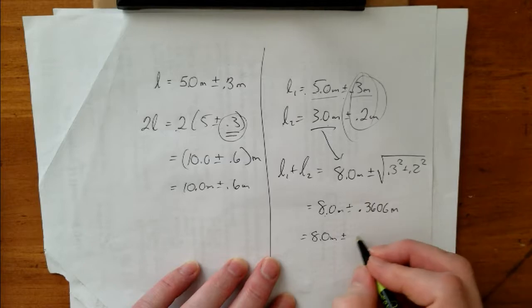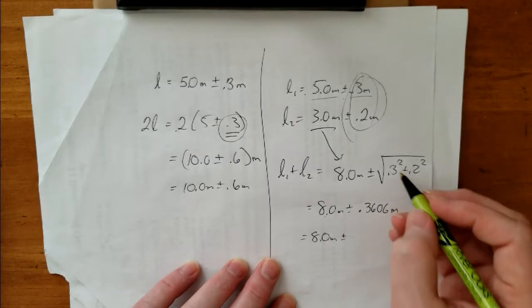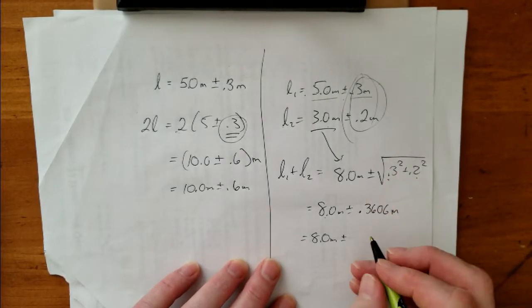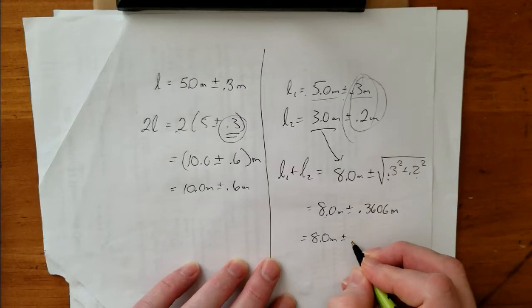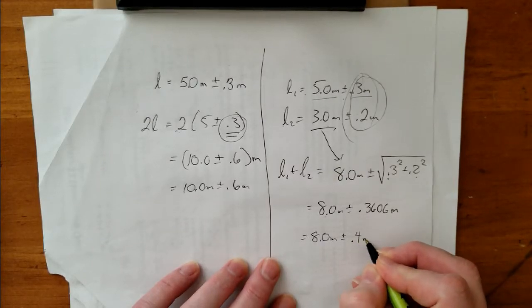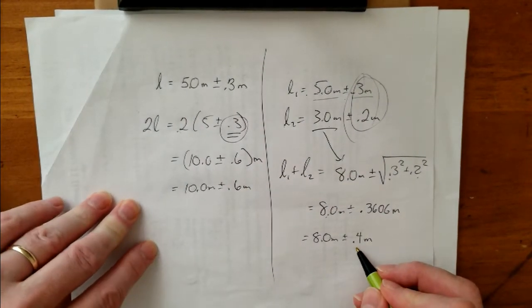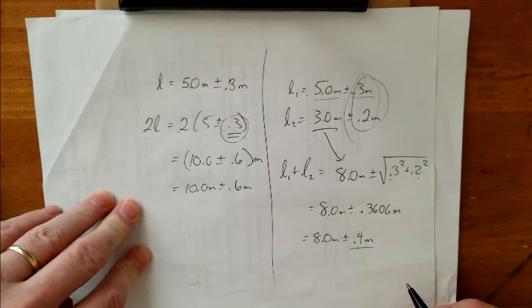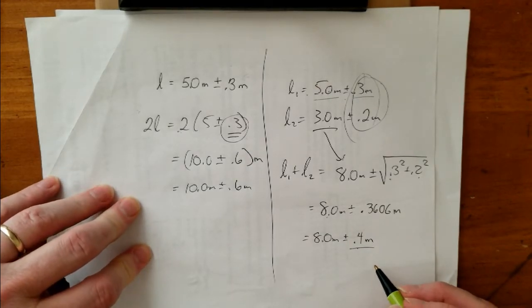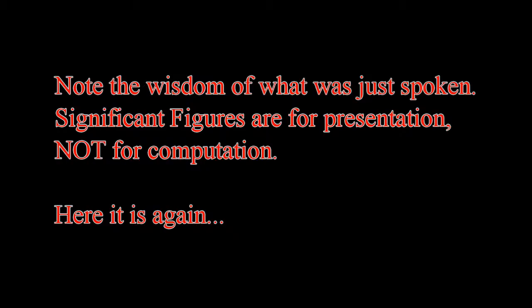So 8.0 meters plus or minus. It's 2 significant figures. I'm going to go with 2 significant figures here. Actually, that's 1 and 1. Ugh, I hate significant figures. So 0.4 meters, if we care about significant figures. Now recognize that when you're dealing with significant figures, that is for presentation, that is not for computation.